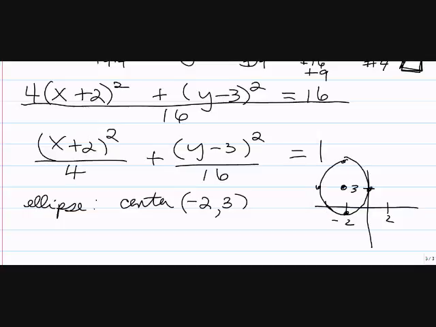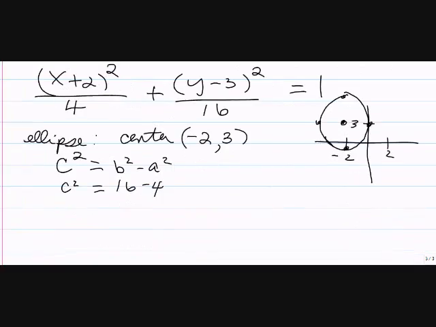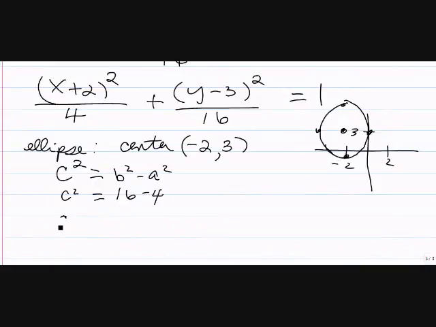For the ellipse and the hyperbola, you have to give me the focus. Now to get the focus, we need C. For an ellipse, we have C squared equals A squared minus B squared. Oh, A squared minus B squared will give me a negative number. So it's going to be B squared minus A squared. So C squared is 16 minus 4, which means C squared equals 12, which means C is the square root of 12, better known as 2 root 3. 4 times 3 is 12, yeah.